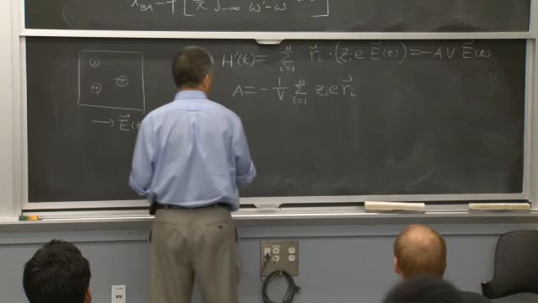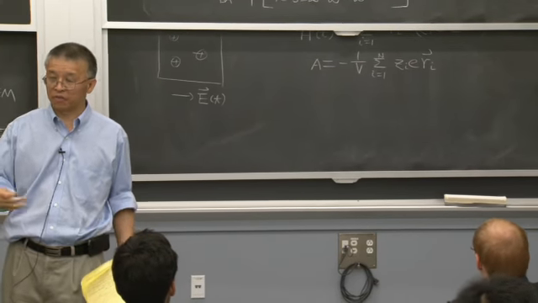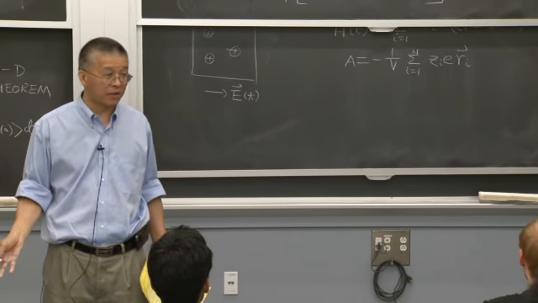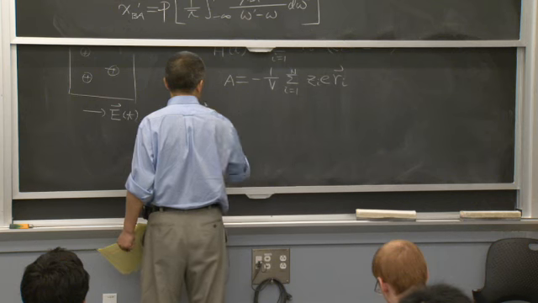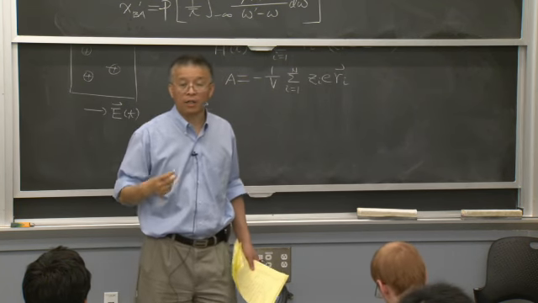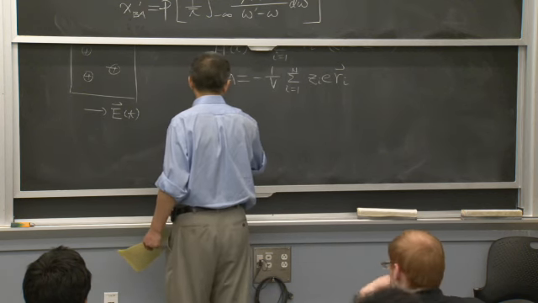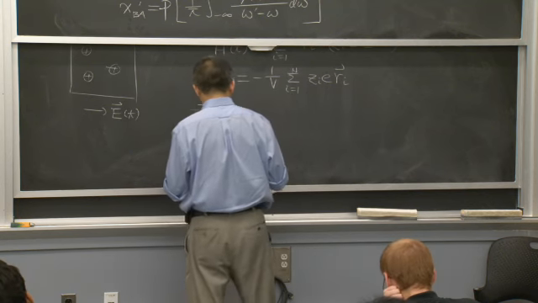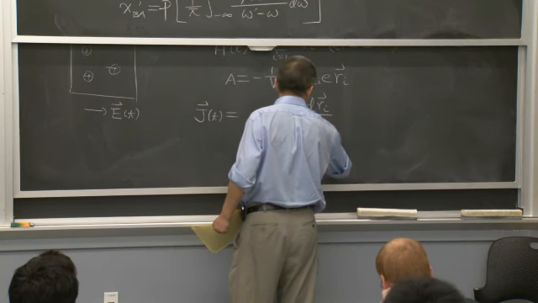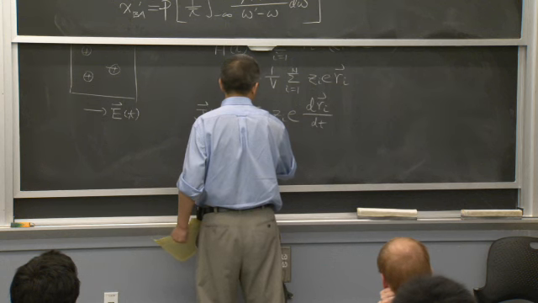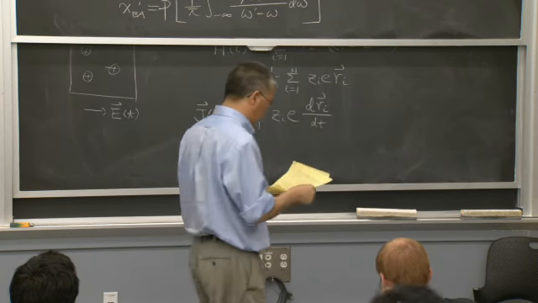And I can look at, for example, current. What's my response? Given an electric field, I want to look at what's the current in the system. So my current of the system is the charge times velocity, right? So the current in the system is charge times velocity: Zi e dRi/dt, sum over i equals 1 to N, right?